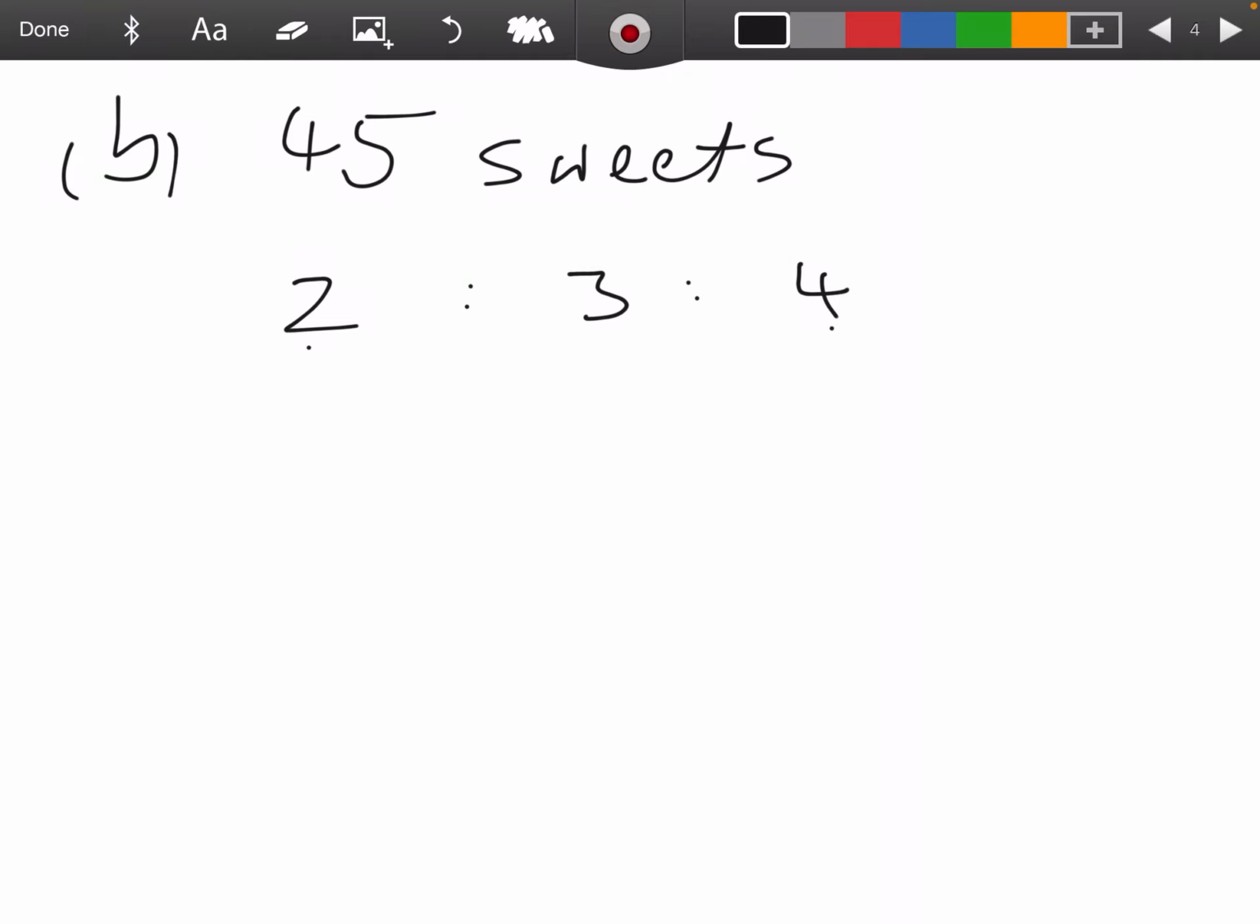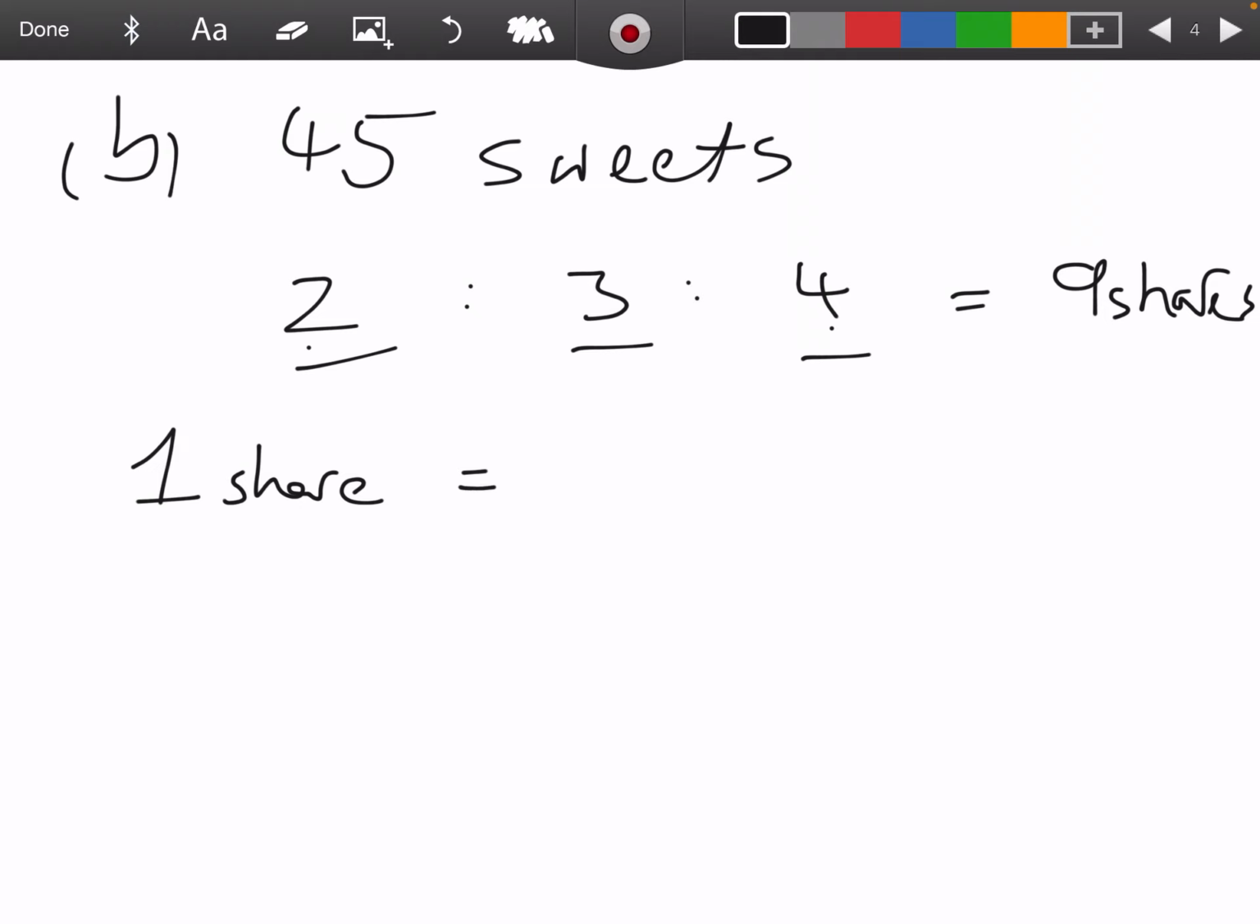So we have to split that up into how many shares there are. I do 2 plus 3 plus 4. That gives me 9 shares, or 9 parts. And I have to figure out what 1 share is, if you remember. I do 1 share is equal to 45 divided by 9. And that goes in 5 times. So 5 sweets per share, isn't it? There's 5 sweets per share.